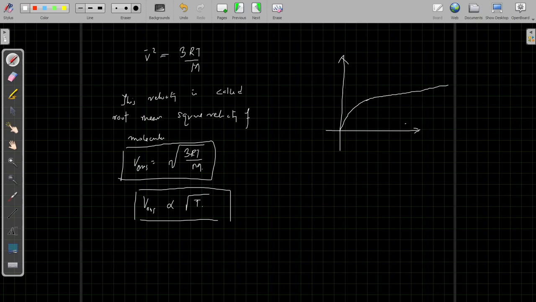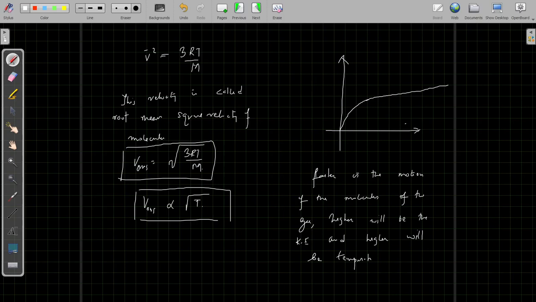What does this mean? This means faster is the motion of the molecules of the gas, higher will be their kinetic energy, and hence higher will be the temperature of the gas. Got it?